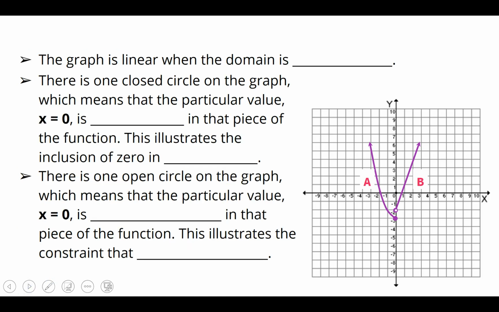All right. And then vice versa, the graph is linear when my domain is what? Where is it a line? When it's greater than 0. Can it be equal to 0 and be part of the line? No, it can only be bigger than 0.